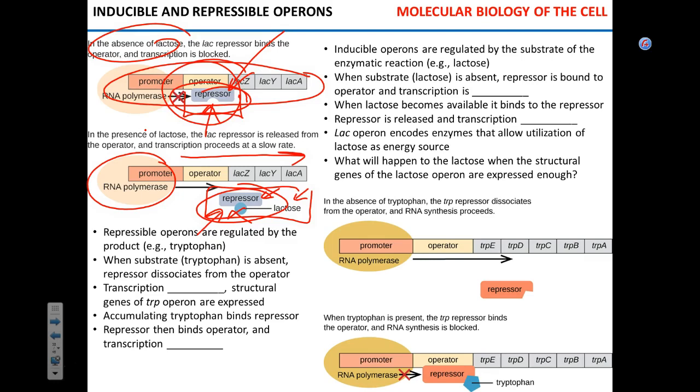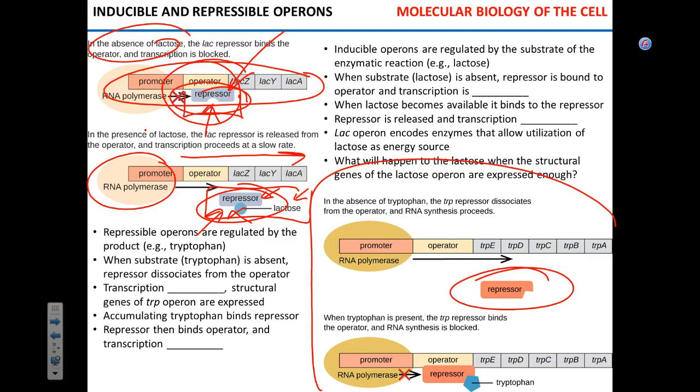So that's the inducible operon. Another type of operon is repressible. And that's the tryptophan operon that we're going to talk about. So the amino acid tryptophan is the product of an enzymatic reaction, not a substrate. Right? So when there is no tryptophan in the cell, which is needed, the repressor is free-floating. It doesn't bind to the DNA. And transcription happens, and genes that are necessary for tryptophan synthesis are being expressed.